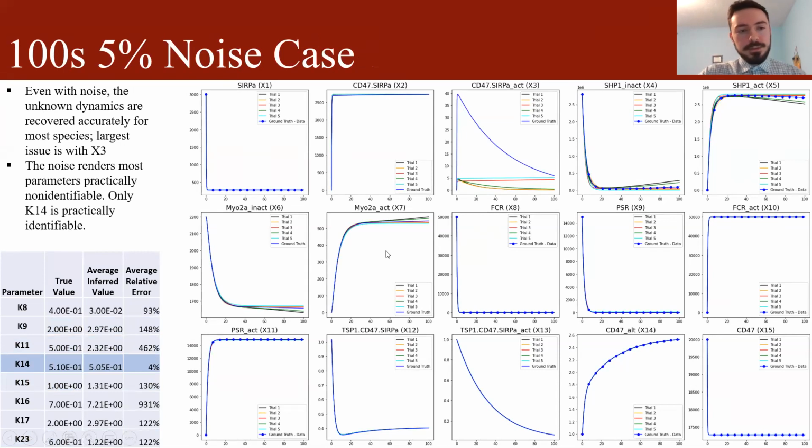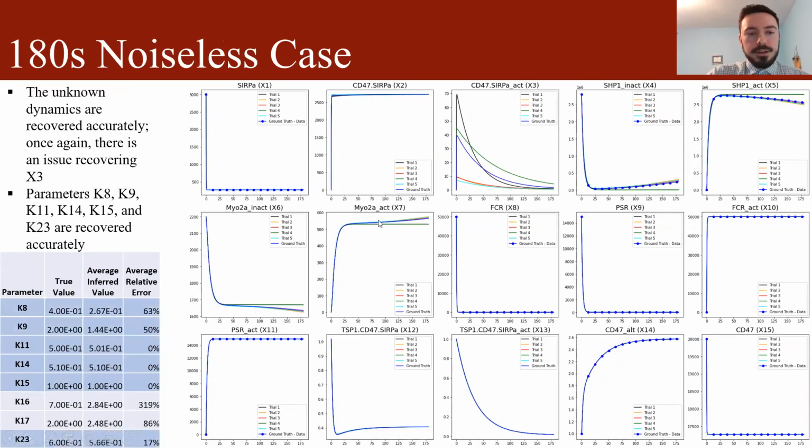Now, when we add noise to the trial, we see that the unknown dynamics are still recovered accurately for most species. In some cases, like X4, X5, X6, and X7, we see that there's a bit of a tail that forms after around 60 seconds due to the presence of the noise. But the main dynamics are recovered very accurately. X3 still has a large issue in uncovering the dynamics, and the parameters are not very identifiable because of the noise. Only K14 is practically identifiable and has the lowest average relative error, while the other parameters have average relative errors of around 100% or higher in some cases.